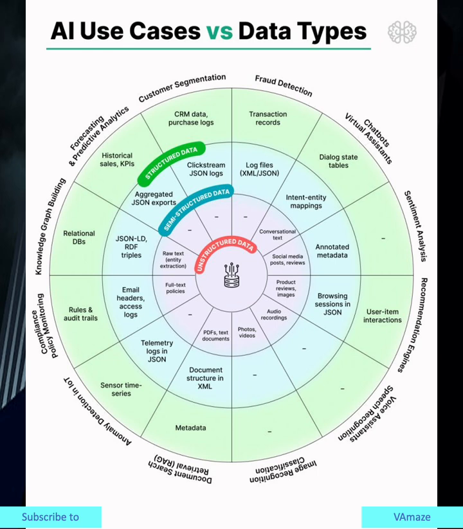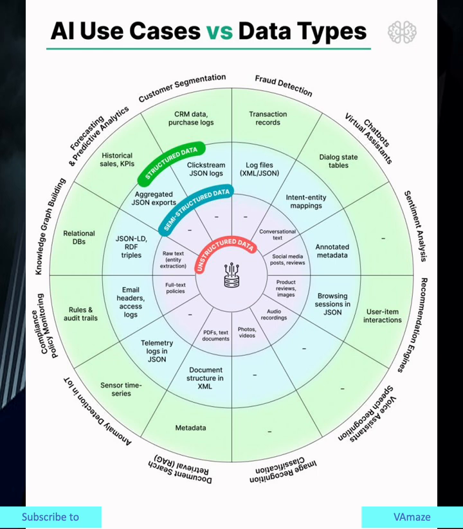The unstructured frontier, where AI shines. The outer data layers showcase where modern AI truly differentiates itself. Telemetry data, sensor time series, email headers, log files, dialog state tables, and clickstream data. These represent the vast repositories of unstructured and semi-structured data that traditional analytics couldn't effectively process. This is where the real AI revolution is happening, transforming previously unusable data into actionable insights through natural language processing, computer vision, and advanced pattern recognition.